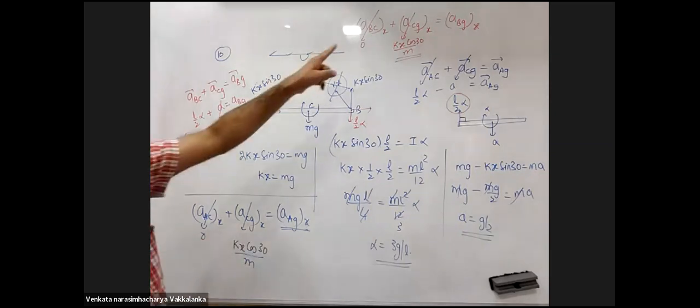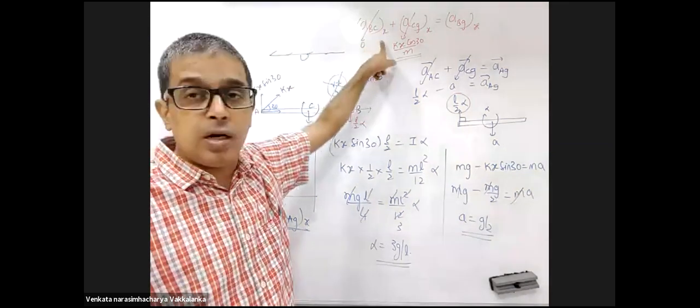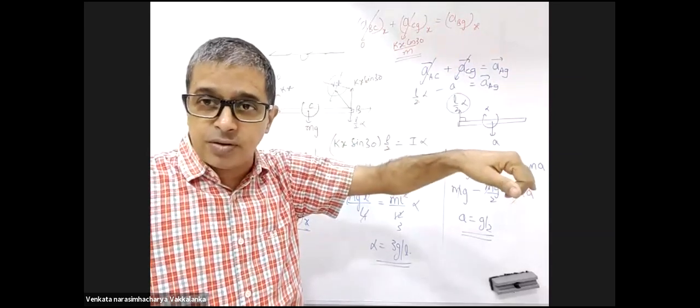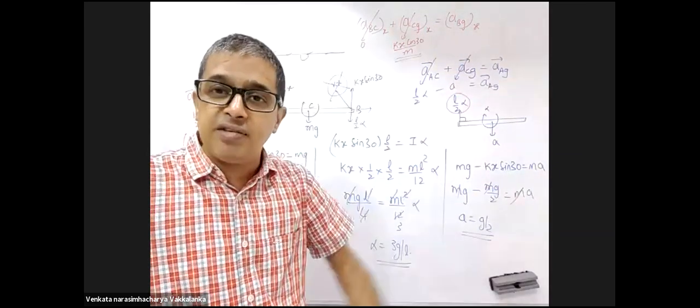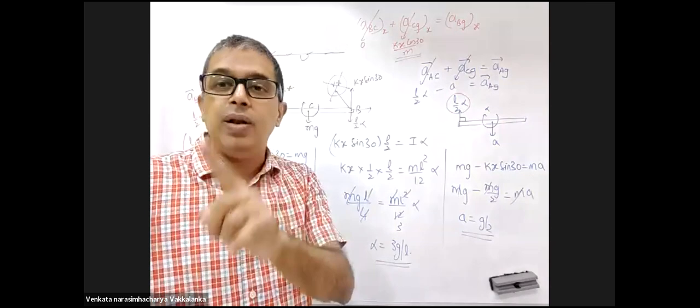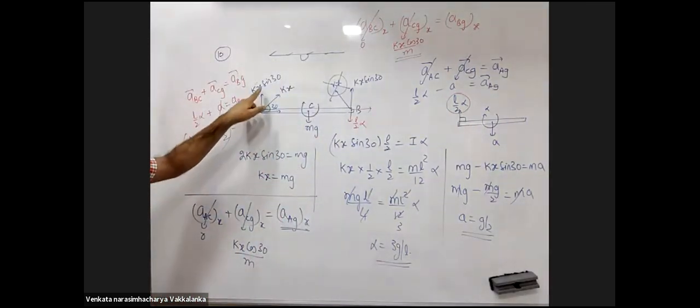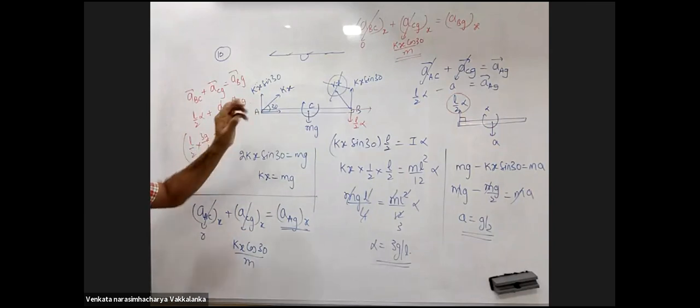And whenever you want acceleration of any point, please learn to write this. Acceleration of that point with respect to center of mass plus acceleration of center of mass with respect to ground will be acceleration of that point. Don't tell me spring is acting on this point, so kx divided by mass of this point. No.